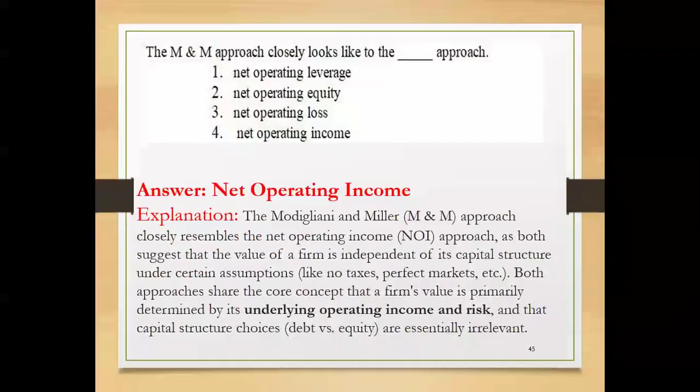The M&M approach, Modigliani and Miller approach, closely looks like which approach: net operating leverage, net operating equity, net operating loss, net operating income? See, the correct answer is net operating income. Means both approaches closely resemble each other. On both sides, the value of the firm is independent of its capital structure, and they set assumptions like no taxes, perfect markets, etc. So both approaches share the core concept that the firm's value is primarily determined by its underlying operating income and risk, but not the capital structure. The capital structure is irrelevant in both the cases. It could be net operating income or the M&M approach in capital structure theories.